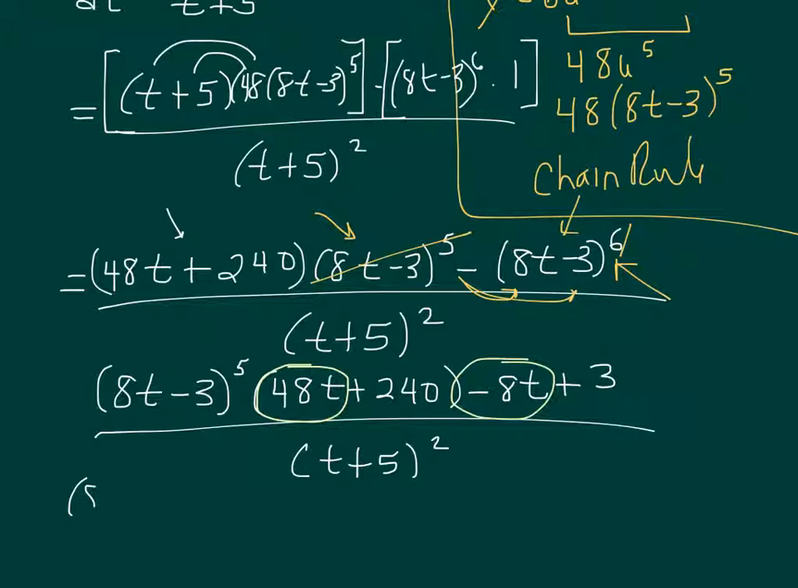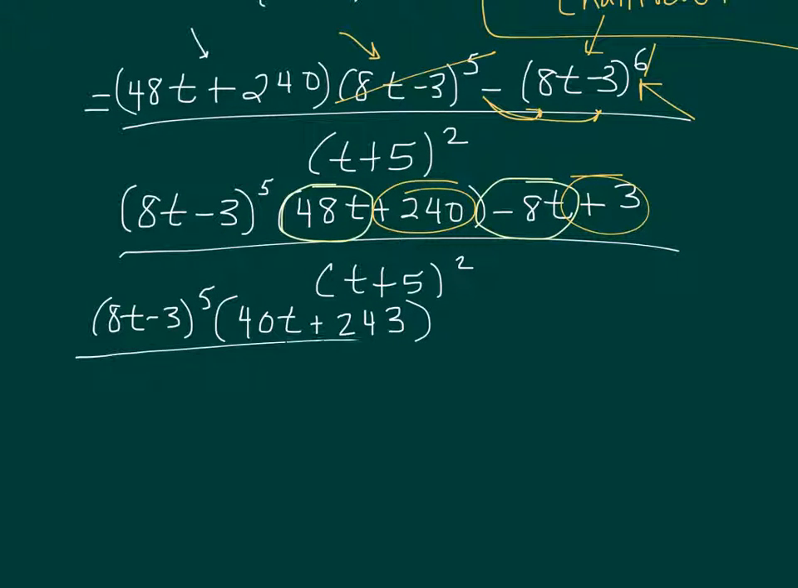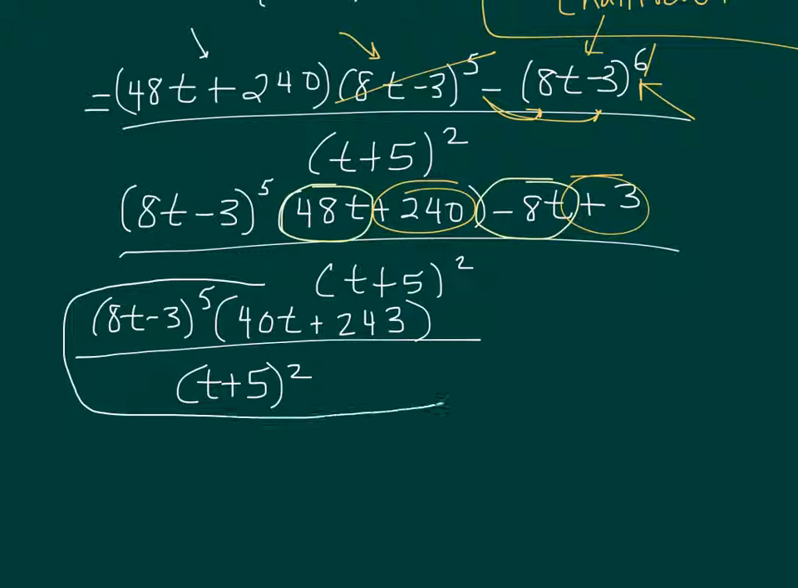And now all I'm going to do is collect some like terms. So I still have my 8t minus 3 to the 5th. 48t minus 8t is going to be 40t. And then 240 plus 3 is going to be 243, and it's still all going to be over t plus 5 squared. And that is my final answer.